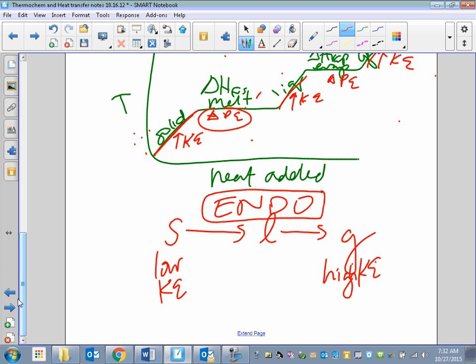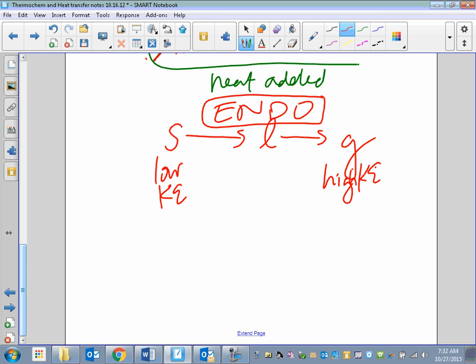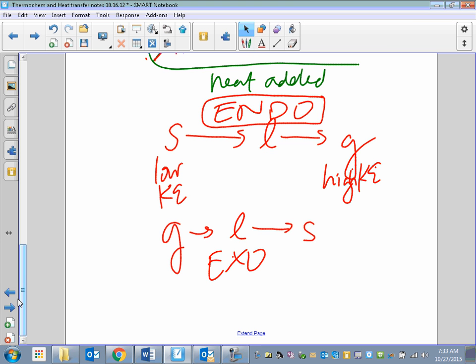This is the second slide or first slide on your notes. This right here. Find it? Okay, so going from gas to liquid to solid would be an exothermic process, because you have to release energy from the high kinetic energy state to the low kinetic energy state.